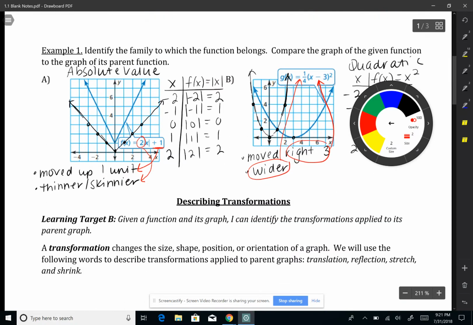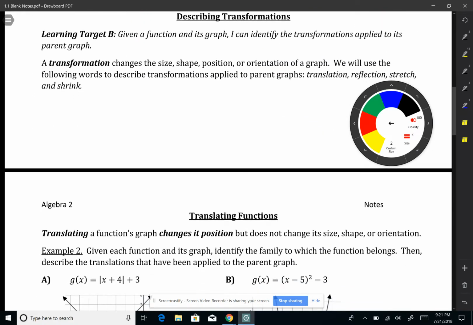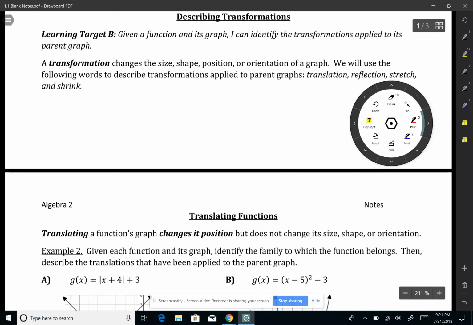Okay, our next learning target is, given a function and its graph, I can identify the transformations applied to its parent graph. A transformation changes the size, shape, position, or orientation of a graph. We will use the following words to describe transformations applied to parent graphs. We'll use translation, reflection, stretch, and shrink. Another word you will probably hear me say sometimes because other textbooks use it, instead of shrink, you could also say compression.